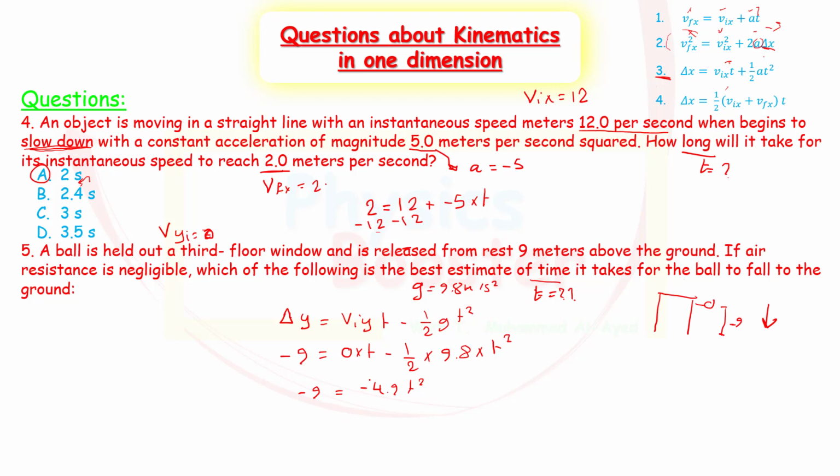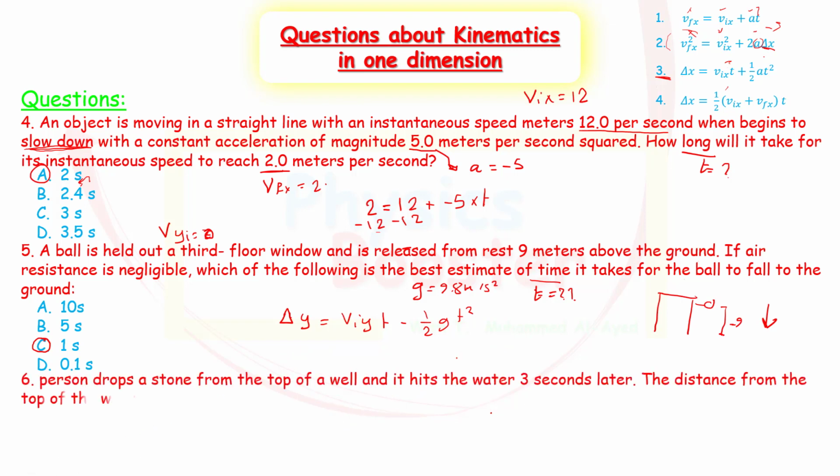So if we divide both sides by 4.9, we will get that t squared is equal to 1.83, and if we take the square root for both sides, we will find that t is equal to 1.35 seconds. So time here is equal to 1.35 seconds. Let's look at our choices right here. We can find that the closest answer is C. It's the closest answer to the 1.3. So the answer is C.